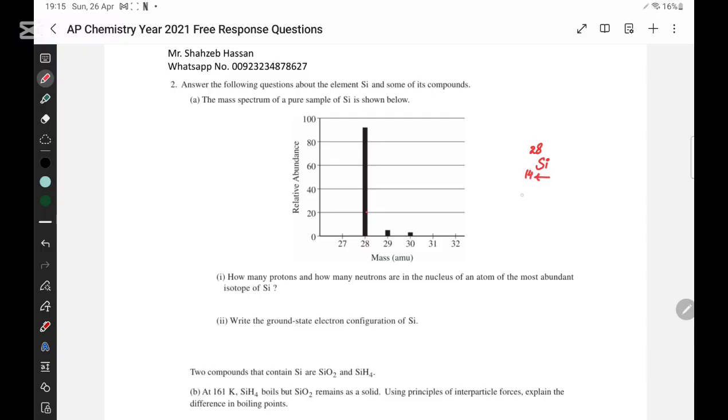This is the atomic number, which represents the number of protons. So protons are 14. And this is the atomic mass, which is the sum of protons plus neutrons. If it is 28 and we know protons are 14, we can find neutrons: 28 minus 14, so that comes out to be 14. So it has protons equal to 14 and neutrons also equal to 14.